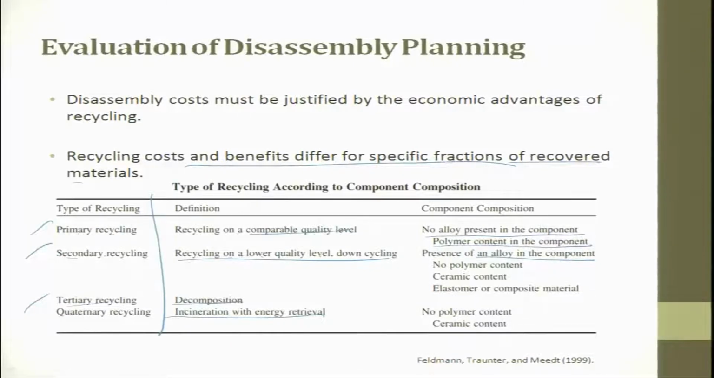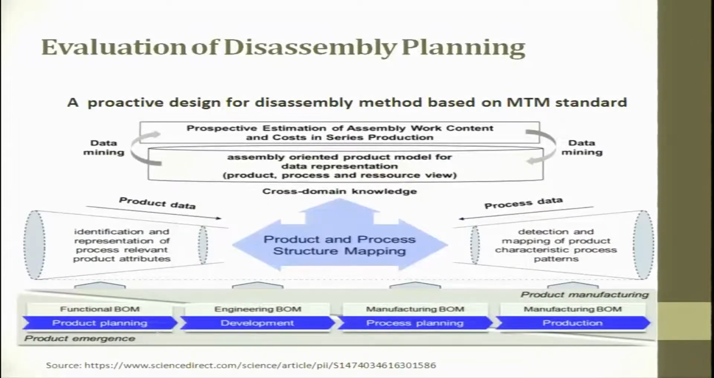So there are three types of recycling. So this is very important. So the evaluation of disassembly planning: a proactive design for disassembly method based on MTM study, motion time method study. First, the prospective estimation of assembly work content and cost in series production. Then we do assembly-oriented product model for data representation.